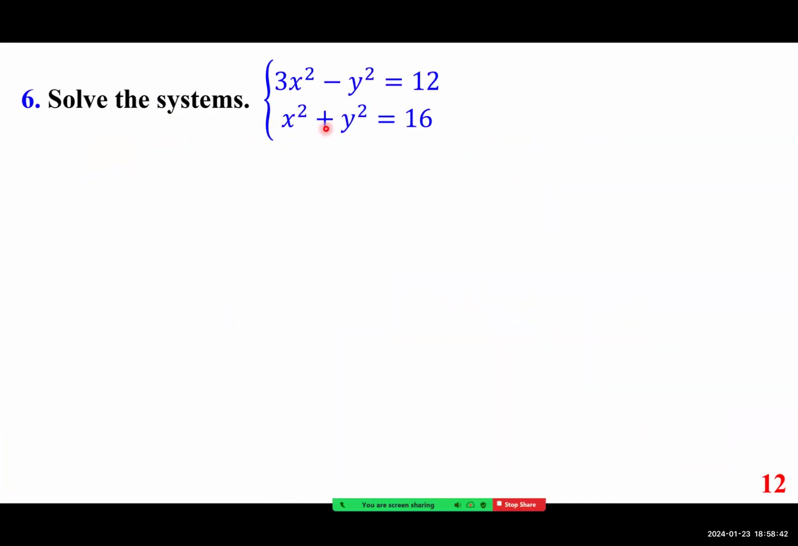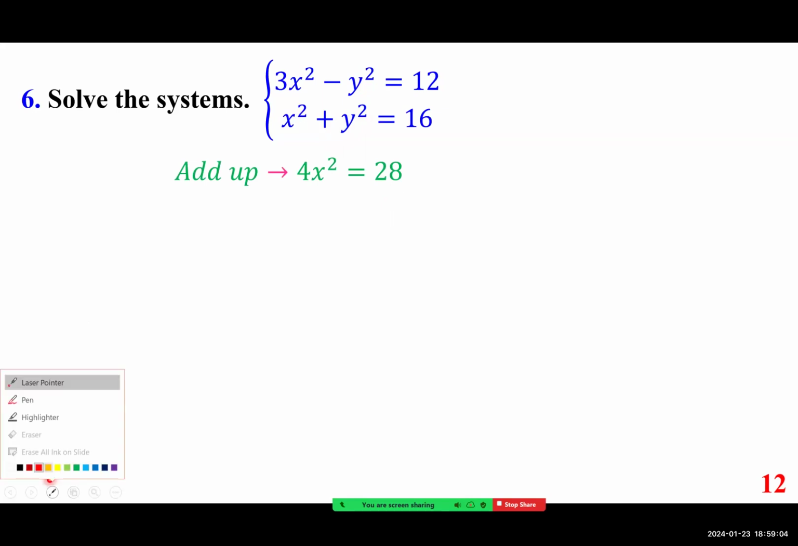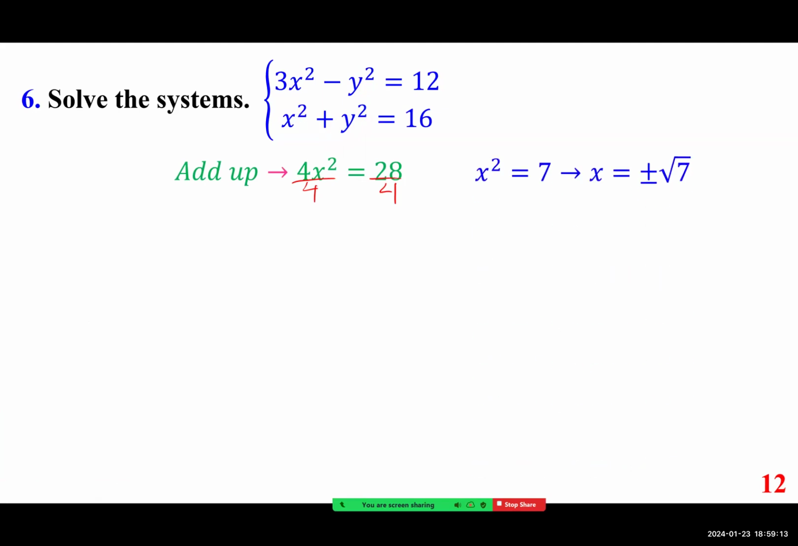I'm going to solve this system, and I'm going to basically choose to go with the same methodology. Okay. So how does that work? If I just add them up, these two go away. So what do we get? 4x squared is 28. X squared is 7, and x is plus minus square root of 7.